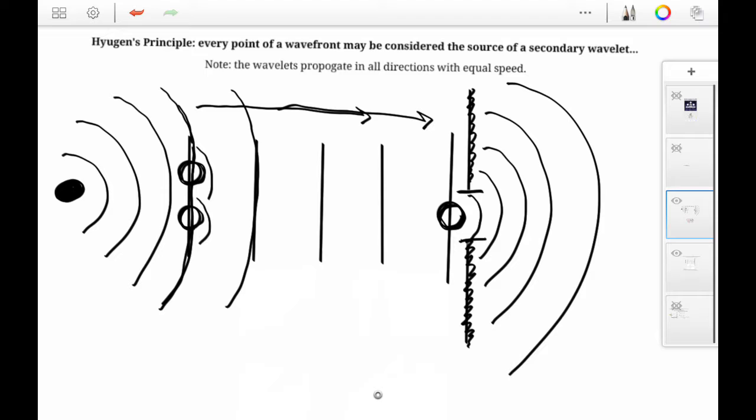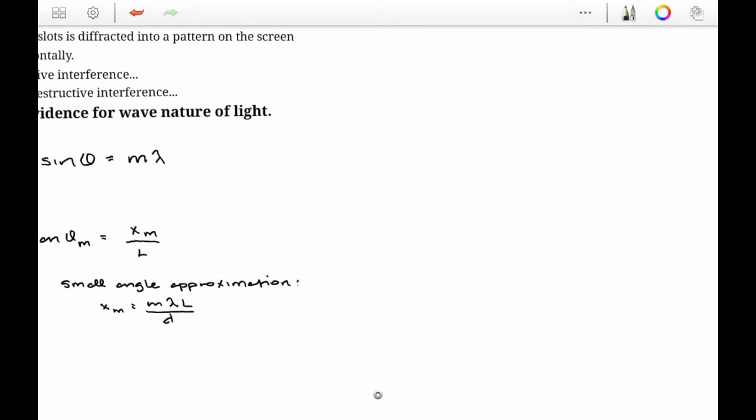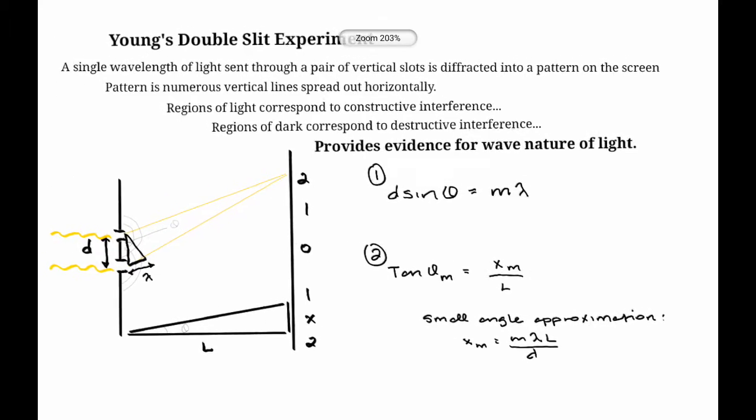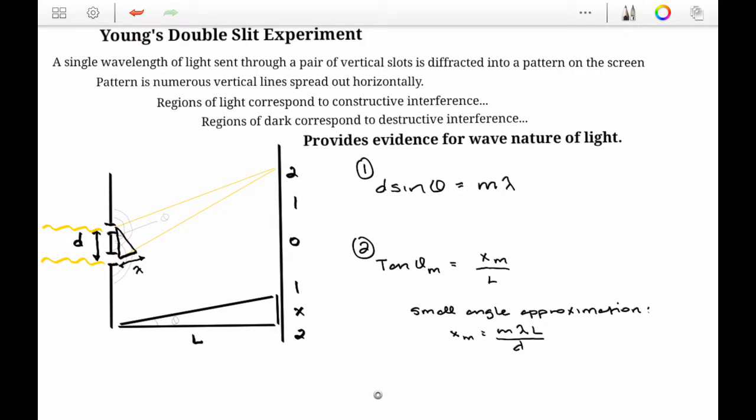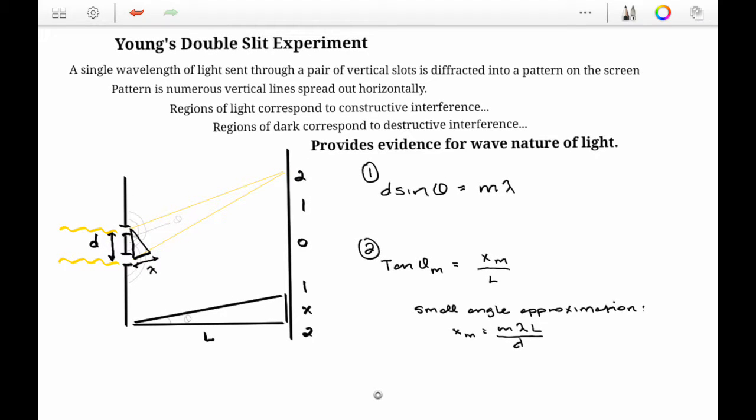So what we're going to talk about next is Young's double slit experiment. This was an extraordinary experiment that provided a lot of evidence for the wave nature of light. I'm sure you're going to learn that there's a theory that light can exist as both a particle and a wave. That's the wave-particle duality nature of light.